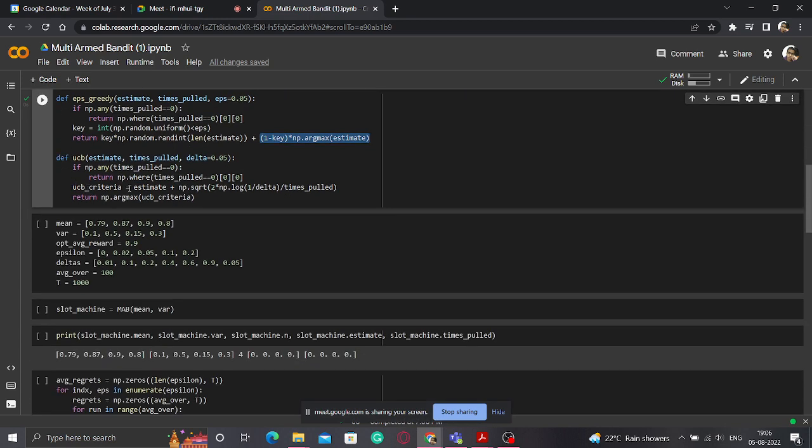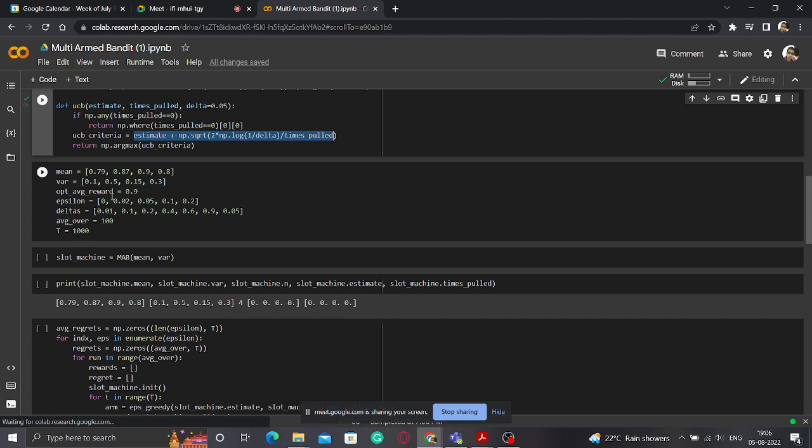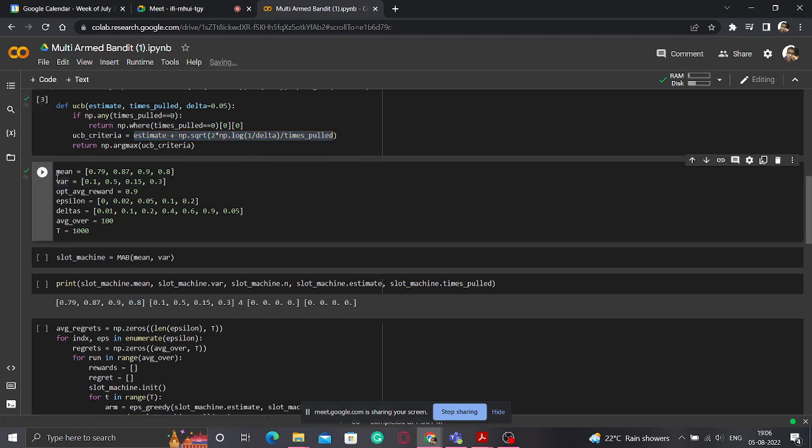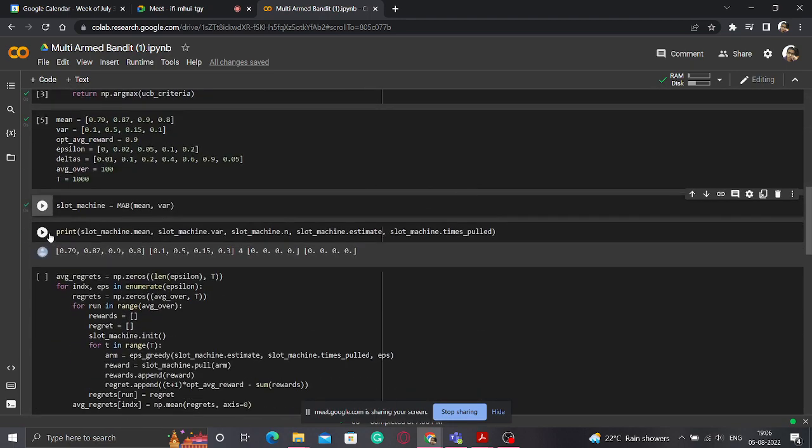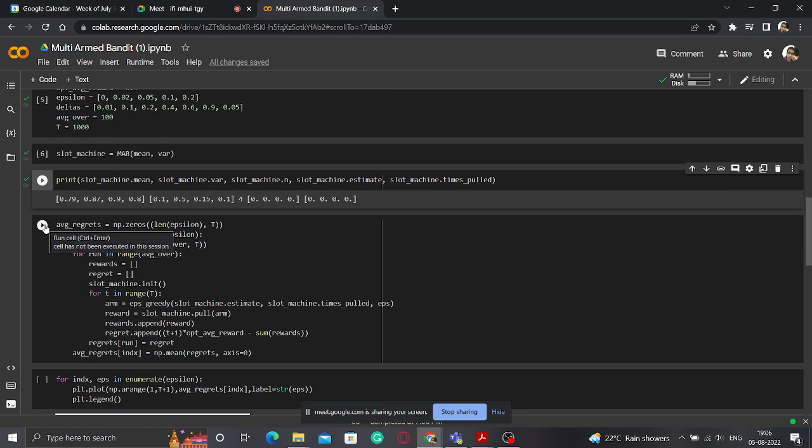This is the UCB where you have the UCB criterion, estimate plus the square root of a confidence term, and you return the max arm, and then you pull it. These are some of the constraints I've given to justify this. For the UCB, I think I should not have used Gaussian. I should have used some other random variable which has support 0 to 1. But yeah, I think it's fine. Then I'm updating the environment which I've created here. I'm just printing to check that all the means and slot machines are done.